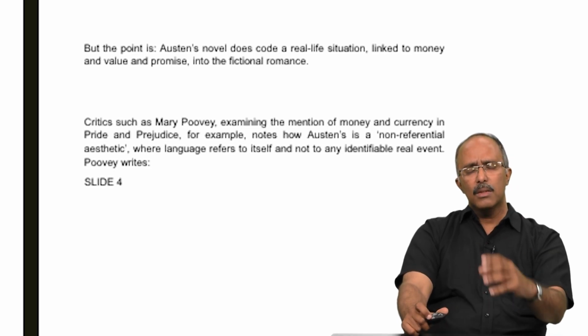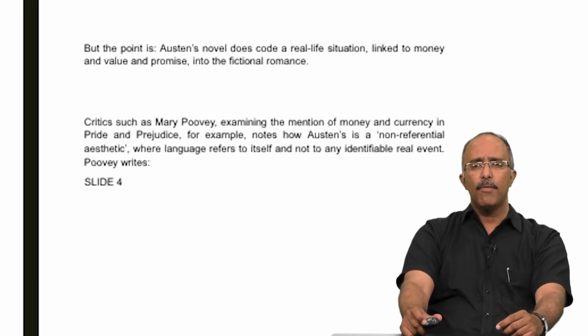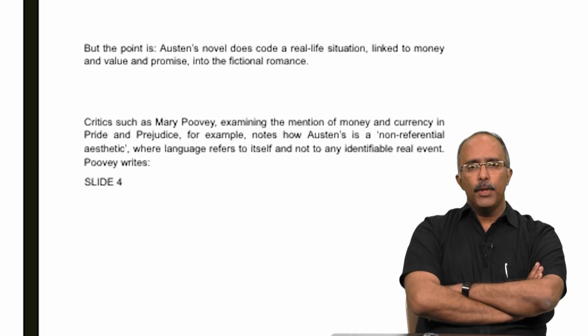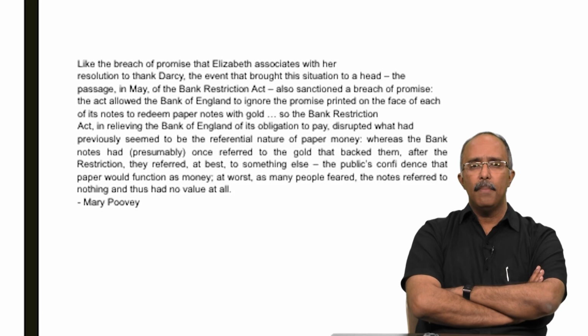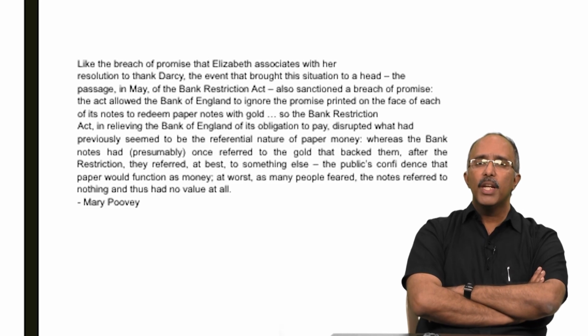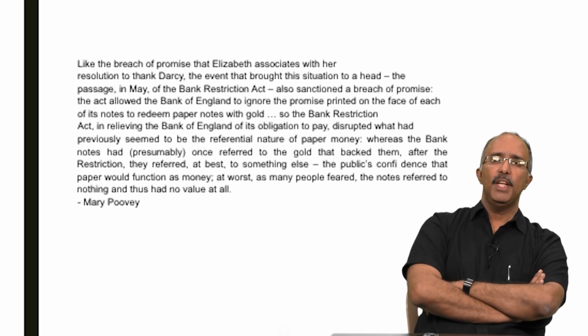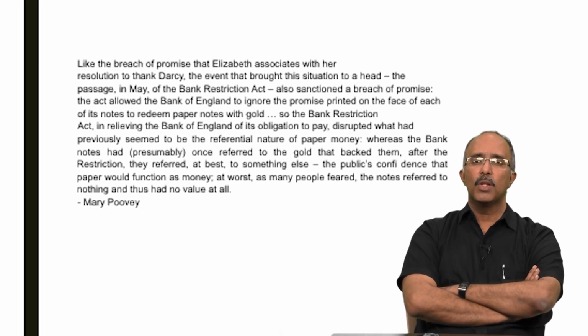Here is a longish excerpt coming up on your slide from Mary Poovey. That's the slide for you to read. Like the breach of promise that Elizabeth associates with a resolution to thank Darcy, the event that brought the situation to a head, the passage in May of the Bank Restriction Act, sanctioned a breach of promise. The Act allowed the Bank of England to ignore the promise printed on the face of each of its notes to redeem paper notes with gold.